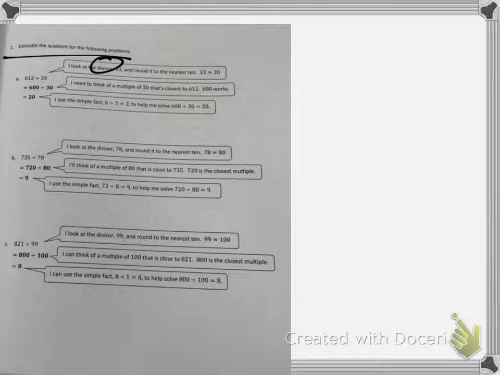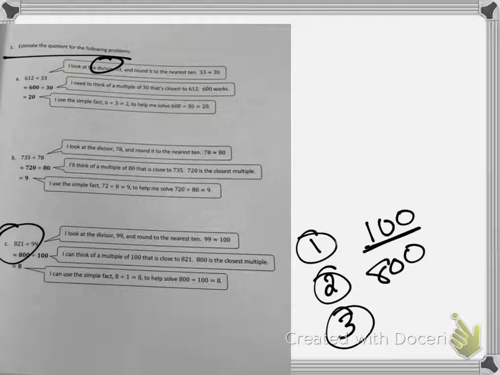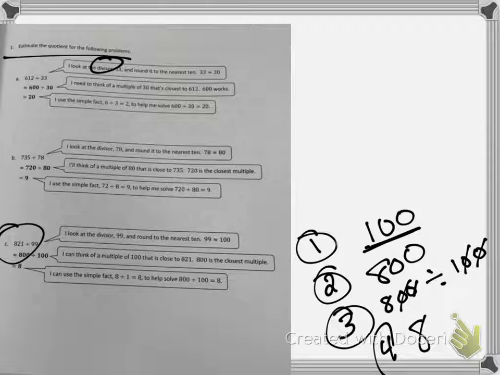So we have C down here. We're doing the same thing. 99 first. First, we're going to find out what our divisor rounds to, so 100. Second, we're going to take our dividend and we're going to round that to something that is a multiple of 100 or 10. So in this case, it was 800. And then lastly, we're going to find the quotient. Get rid of all of our zeros. And we know that it is 8.